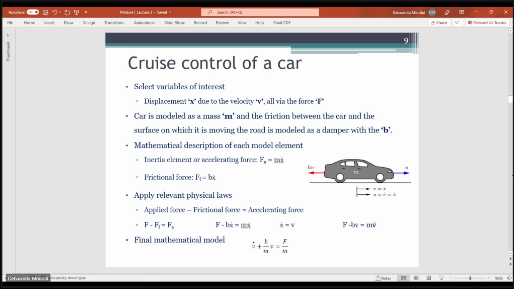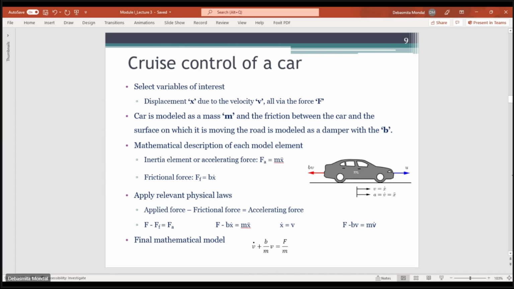So now the variables of interest: the displacement, which let us say is x, because of that accelerating force the car is getting displaced by an amount x, and the velocity of the car is v, which is nothing but dx by dt. And everything is happening because there is an accelerating force F. So F is my input, and v is your final output, because we want to see the cruise control, so we are more interested in the velocity of the car rather than the displacement of the car.